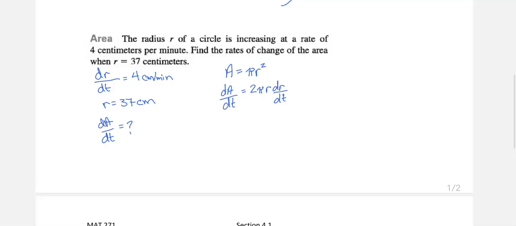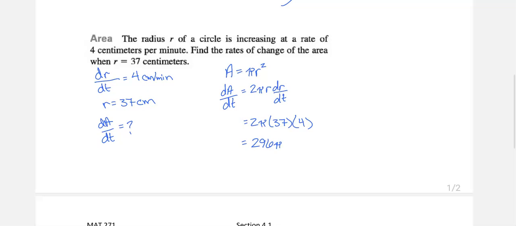So let's substitute in everything we know. We know that r is 37, dr over dt is 4. So we have 2 times 37 times 4, which is 296 pi.